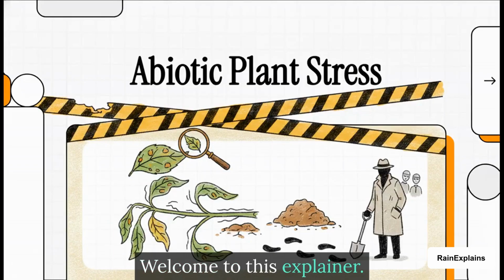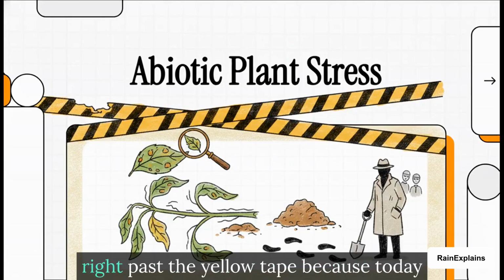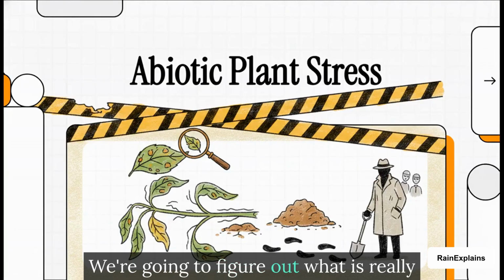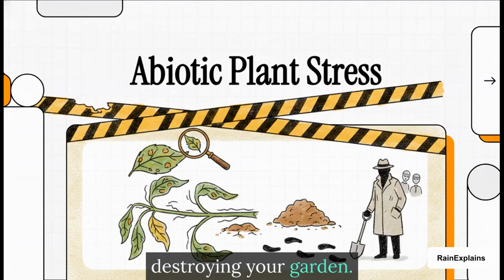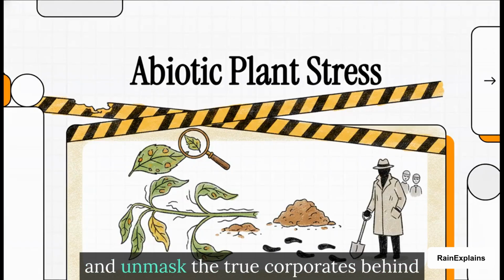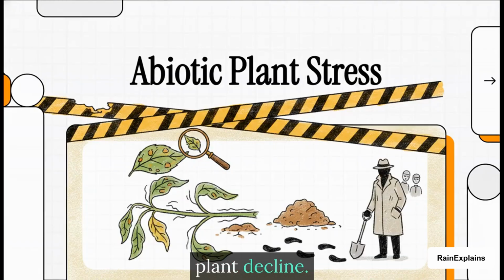Welcome to This Explainer. Grab your magnifying glass and step right past the yellow tape, because today we are arriving at the scene of a botanical crime. We're going to figure out what is really destroying your garden. We're going to look at the evidence, challenge some long-held assumptions, and unmask the true culprits behind plant decline.